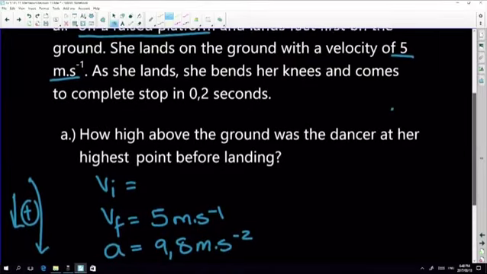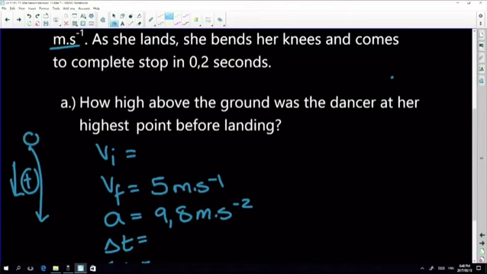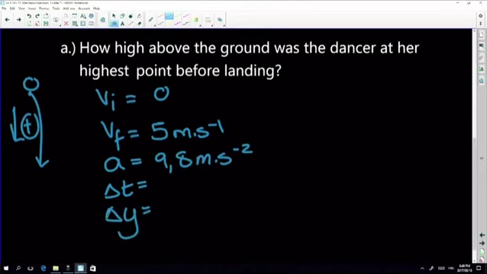So now I've got to look at this and go, well, she jumps off the raised platform and then comes down. So how high above the ground was she at the highest point? Well, she goes up and then she comes down. So at the highest point, her initial velocity over here is 0. So let's make that 0. Okay, we want delta y.